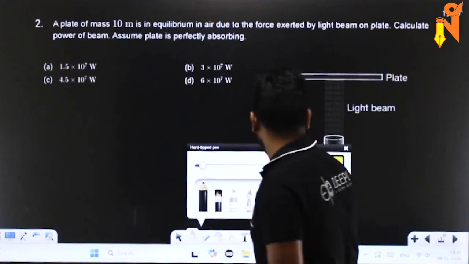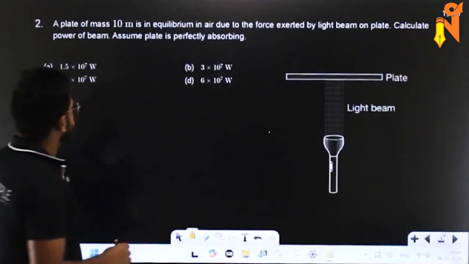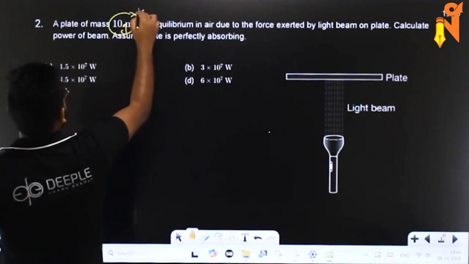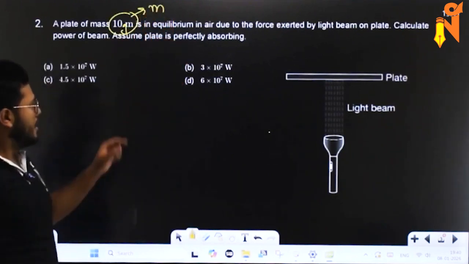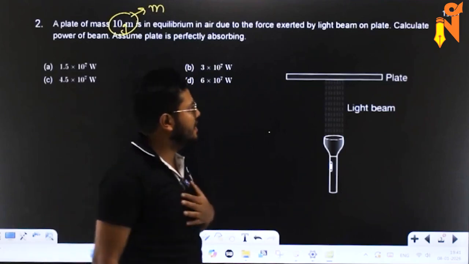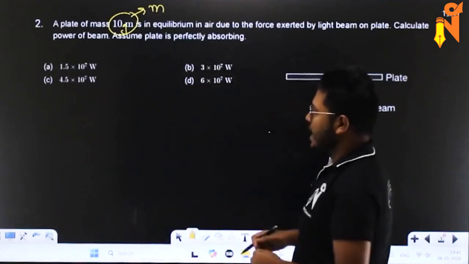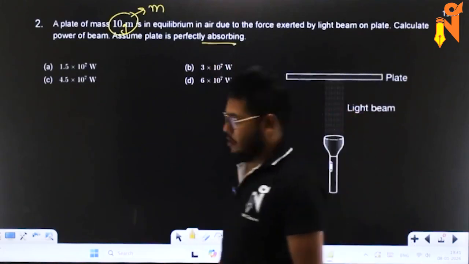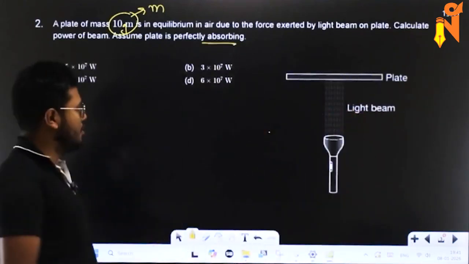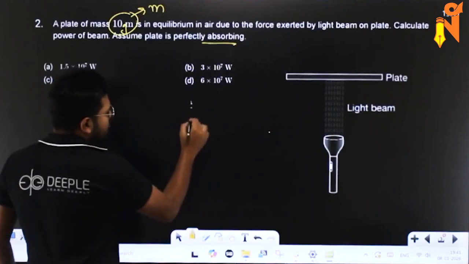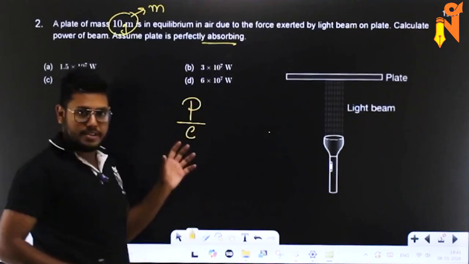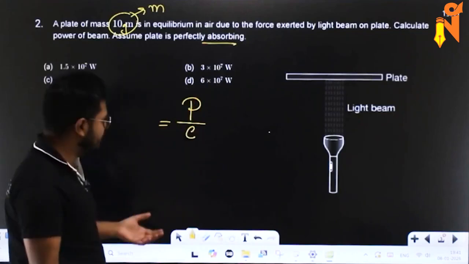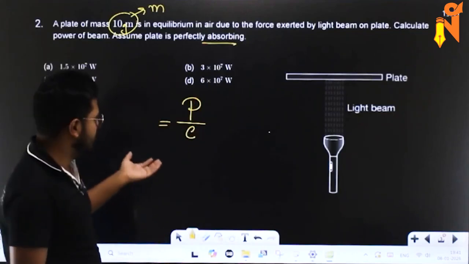Next question, let's see what it says. A plate of mass 10 gram, so this is small m, is in equilibrium in air due to the force exerted by the light beam on the plate. Calculate the power of the beam. Assume the plate is perfectly absorbing. If the plate is perfectly absorbing, you know P by C, not 2P, just P by C, that can give you the force. Let's calculate.